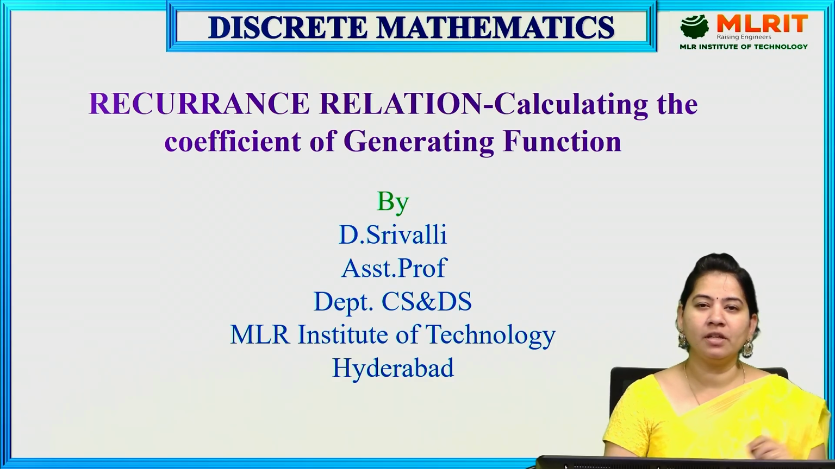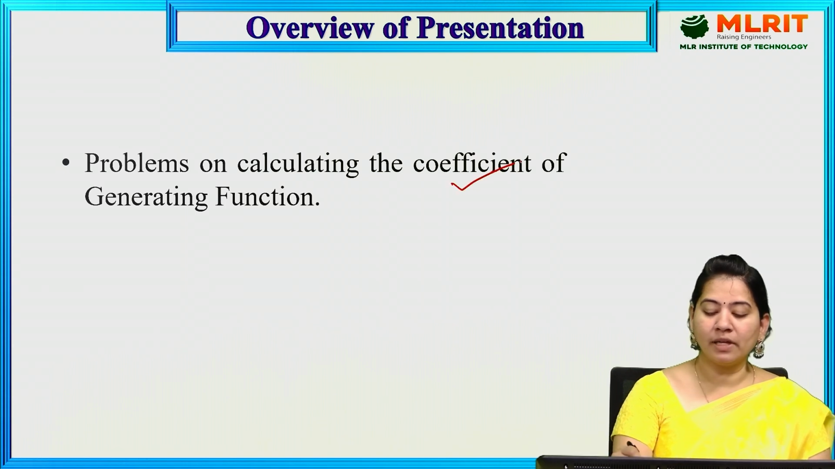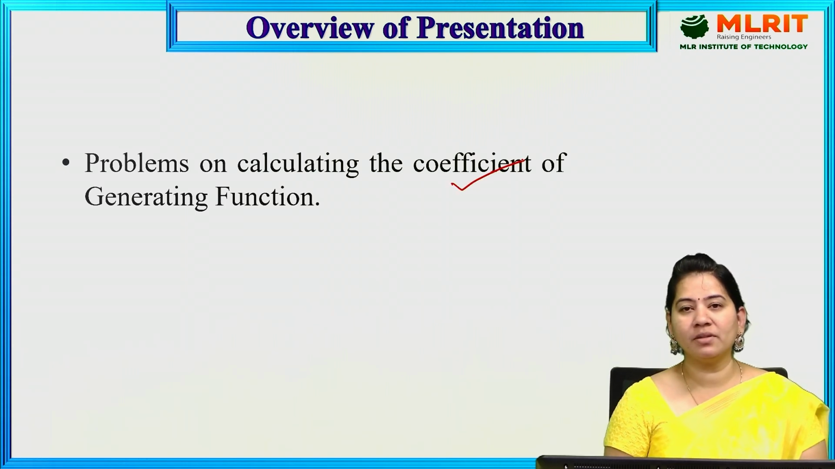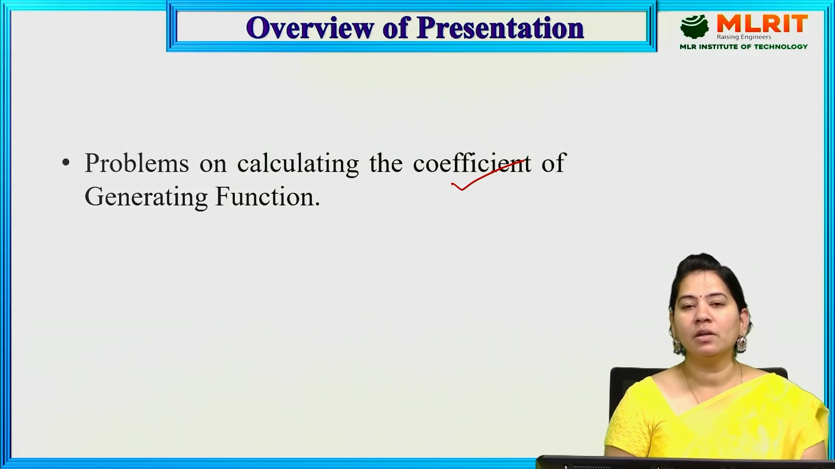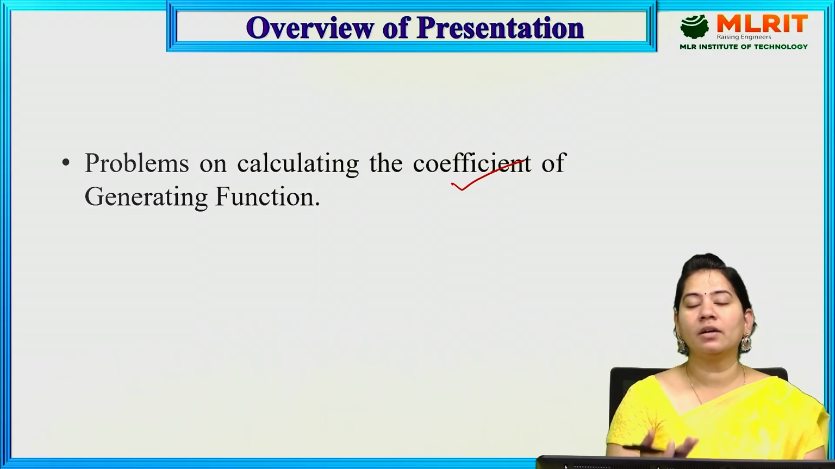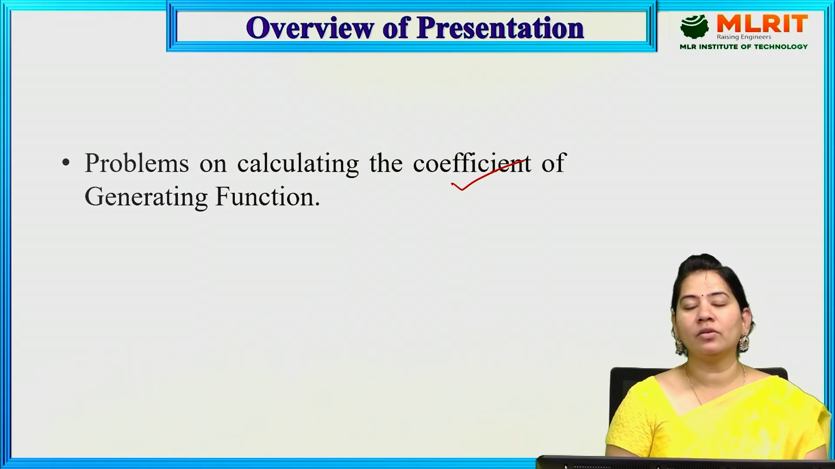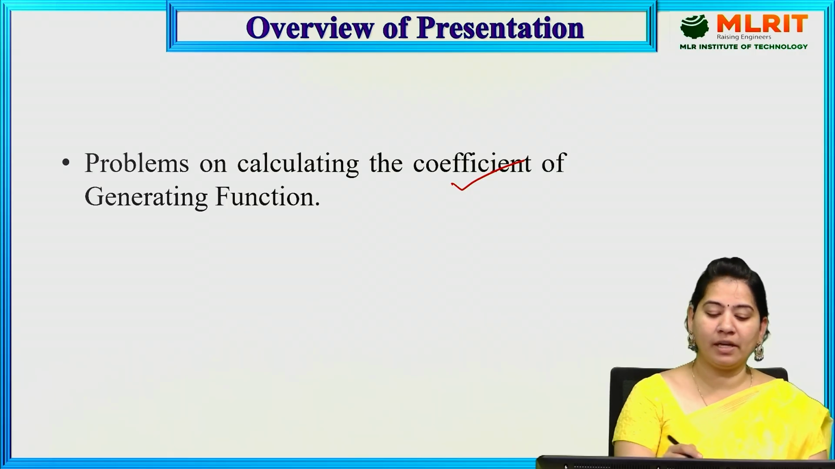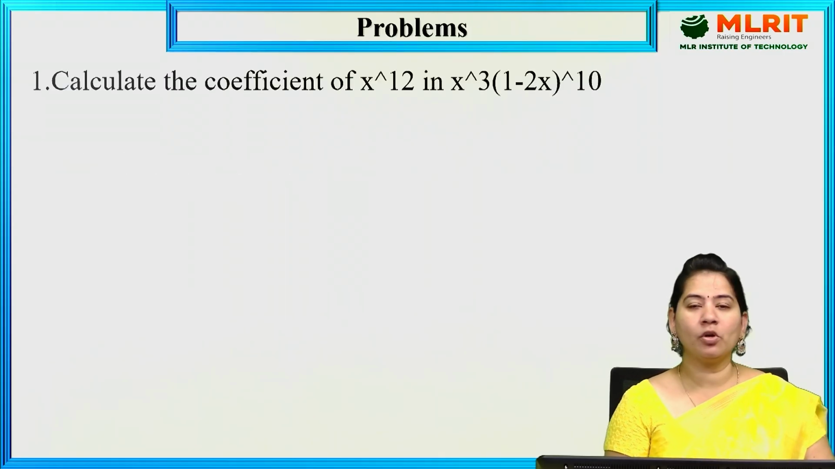The overview of the presentation includes problems on calculating the coefficient of a generating function. In the previous session, we discussed what is meant by a generating function, what is meant by a sequence, and how to solve the problems if the generating function is given. So how to get the sequence, and if the sequence is given, how to get the generating function. Today we are going to discuss how to calculate the coefficients of this particular generating function. Let us see a few problems based on this.